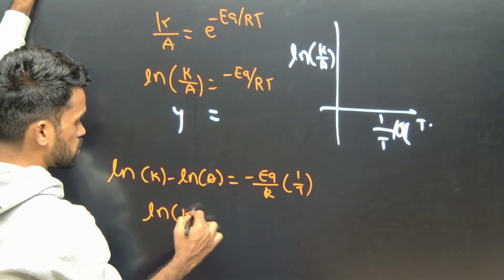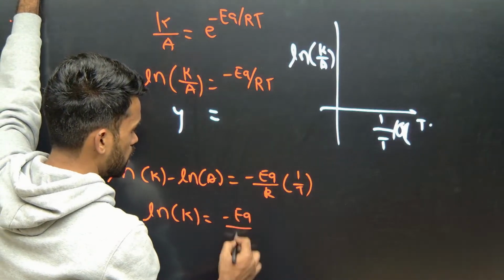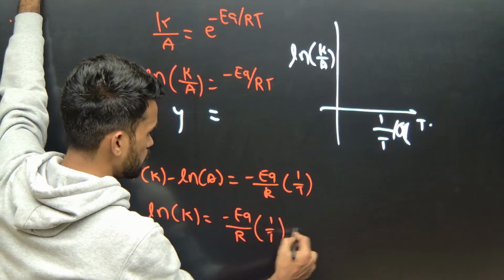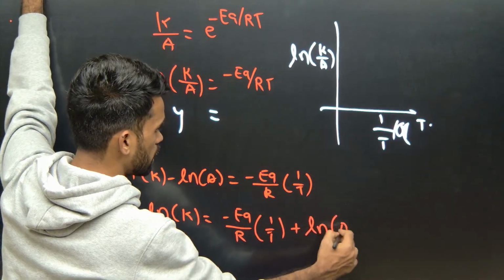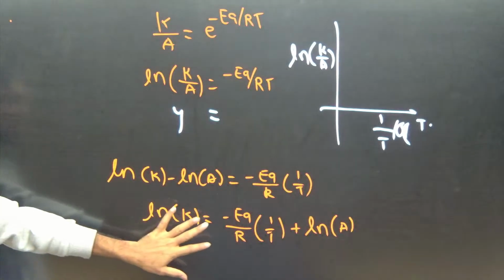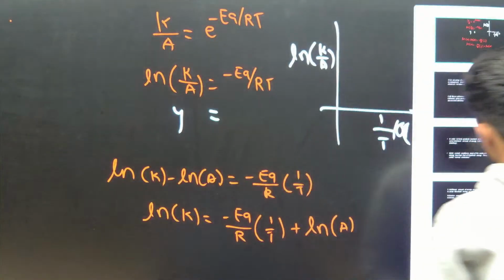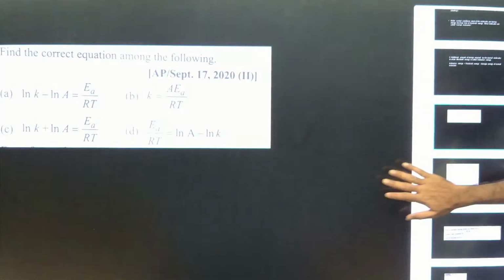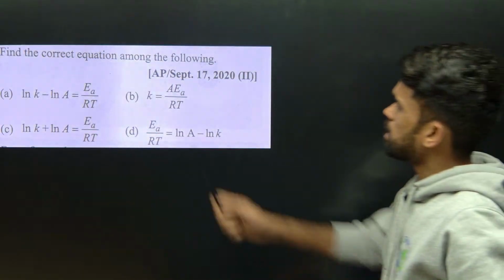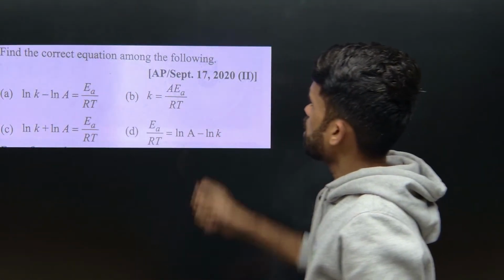ln K is equal to minus EA by R into 1 by T plus ln of A, you can write. So this is the equation we can use here. Let me show you one question. Just look at what they are saying. Find the correct relation among the following.